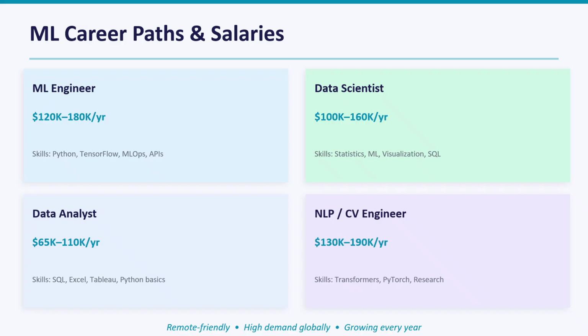Data scientists focus on finding insights from data and building predictive models. Salary 1 lakh to 160,000 USD. Skills: statistics, ML, SQL, visualization. A data analyst works with data to answer business questions. This is the best entry level role. Salary 65,000 to 110,000 USD. Skills like SQL, Excel, Tableau, and basic Python. NLP and computer vision engineering. Specialized roles in cutting edge AI. Salary 130,000 to 190,000 USD.